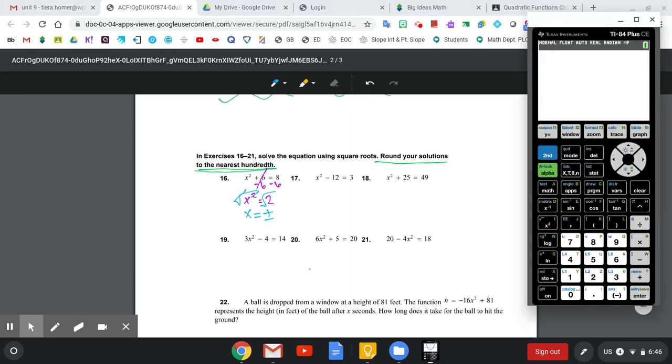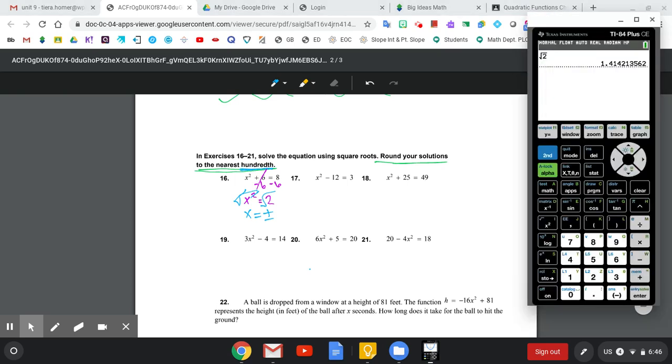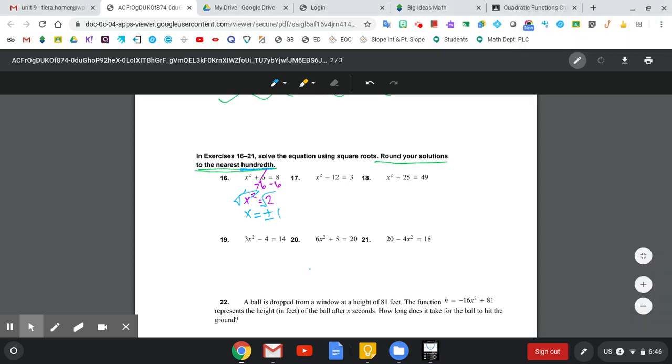I'm going to go to my calculator and take the square root of 2. And I get that beautiful decimal right there. And remember, they want us to round to the nearest hundredth. Okay, so the hundredth is your 2 places after the decimal. So 2 places after the decimal here is the 1. So I have to look at the next number, that next 4, to tell me, does that 1 stay a 1 or does it go up to a 2? Well, 4 and under, it's going to stay. So our answer would be plus or minus 1.41.